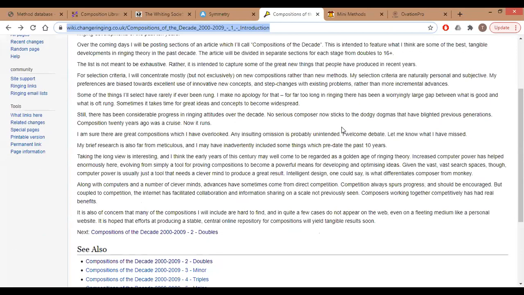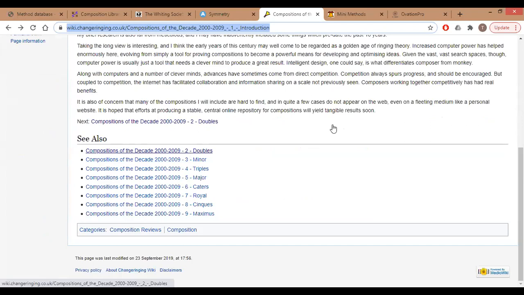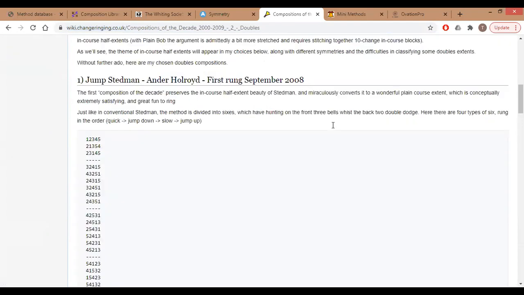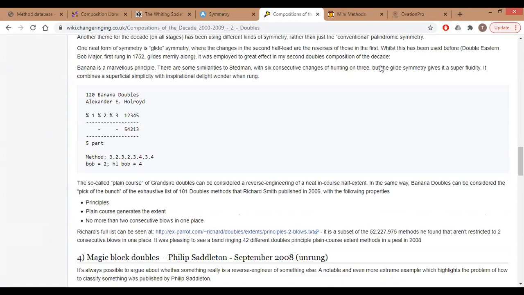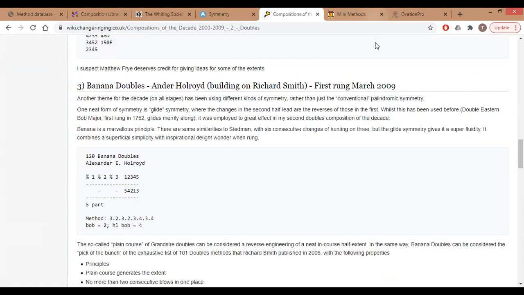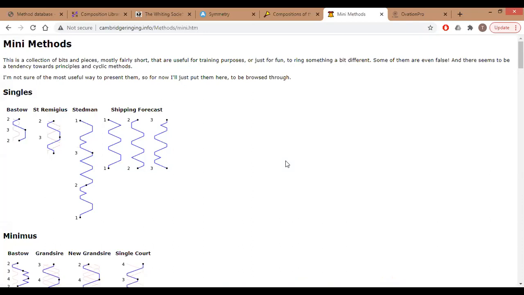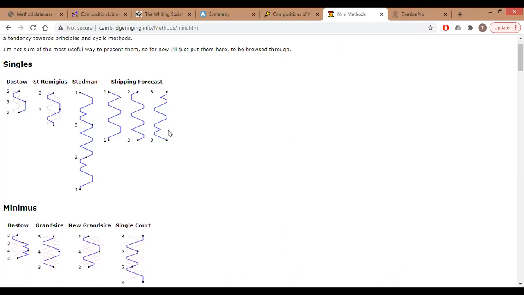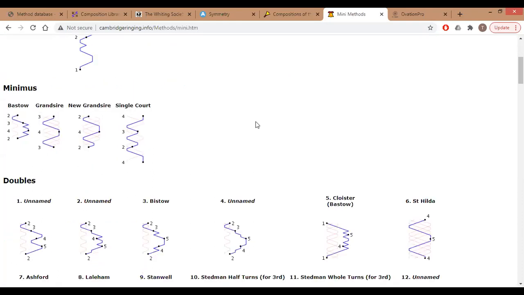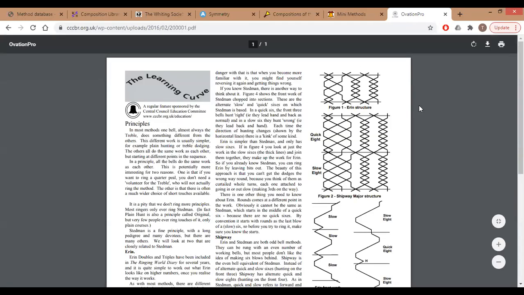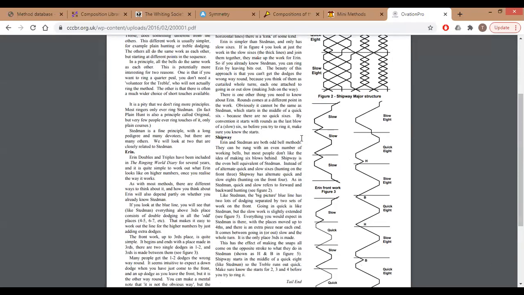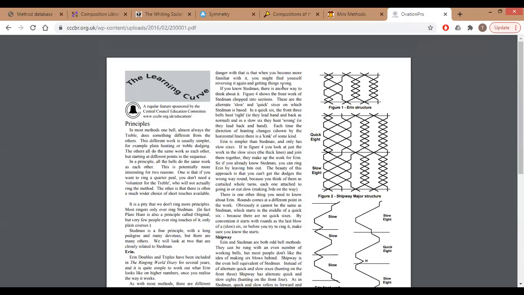He also wrote an interesting selection of articles about compositions, but it includes some details on things like jump Stedman and on other doubles methods and other methods that you might want to ring. If you're looking for some amusing things to ring on small numbers of bells, socially distanced for Sunday service or something like that in the new year, then this collection of miniature methods, including the nicely named Shipping Forecast, could be the place to go. And this article in the Learning Curve has some things about Erin and about Shipway and about how those methods work. So that's a tour of some crazy methods and ringing oddities.